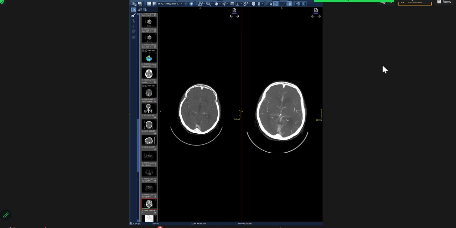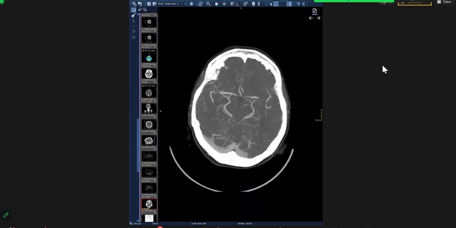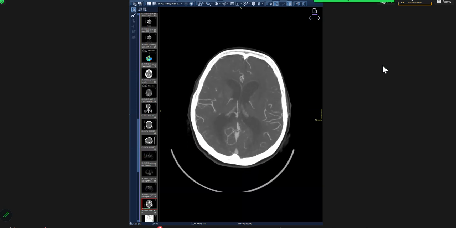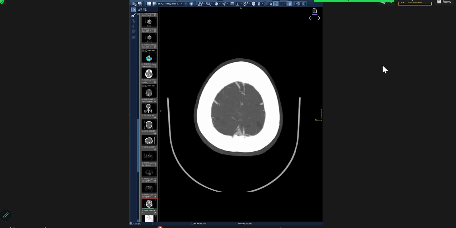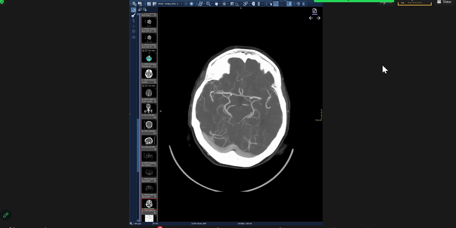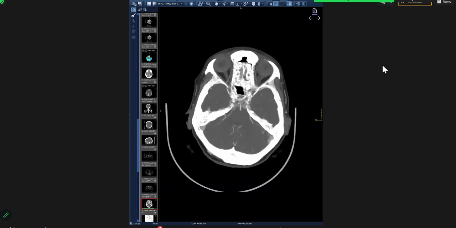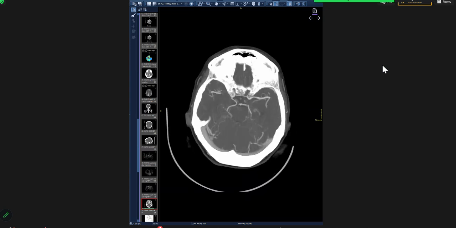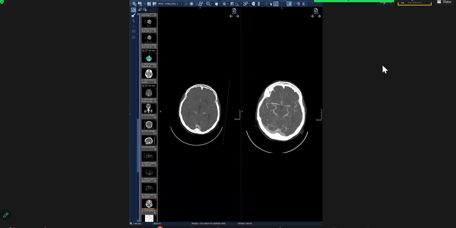Can I zoom it, please, because the image is a bit small. Yes, in the MIP images, I'm looking at the bilateral ICA. They appear normal to me. And now I am looking at the dural sinuses. They also appear normal. Bilateral MCA, they are normal. Basilar artery is normal.